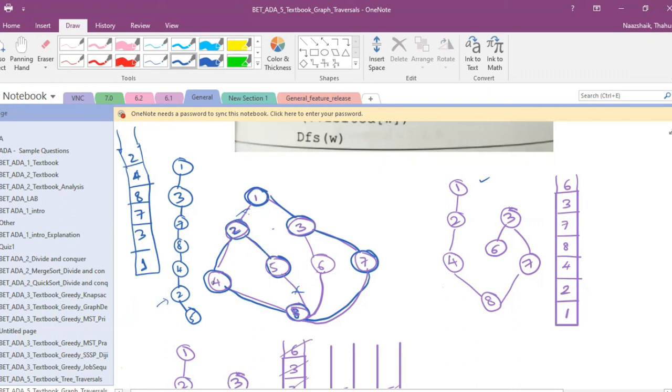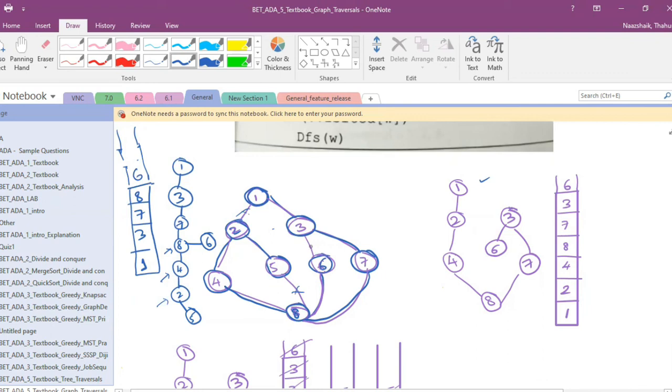No, we have visited everything. So pop out, go back and check any other alternate from four? No, we have visited everything. Go back and check any other alternate route from eight? Yeah, there are many routes, but five is taken, four is taken, seven is taken, but yeah, six nobody has taken. So I can go to six. So from eight, you can go to six, right? So I put six here.